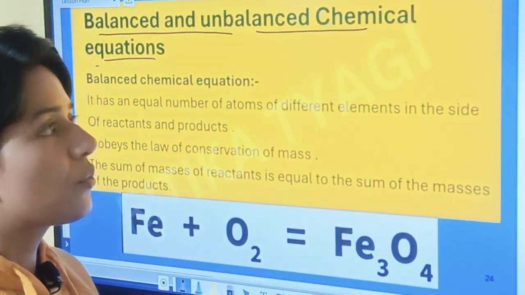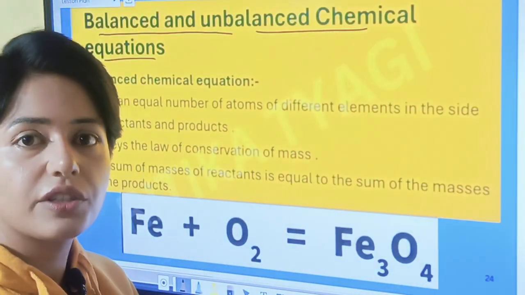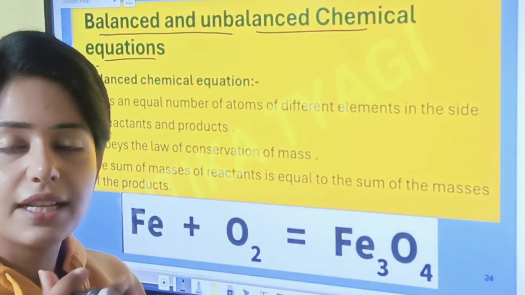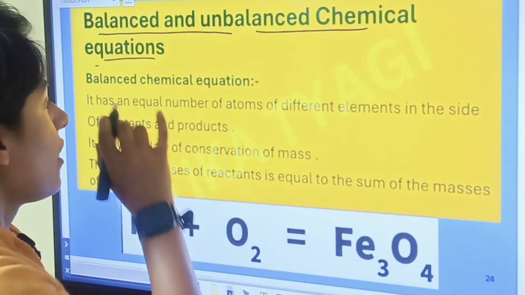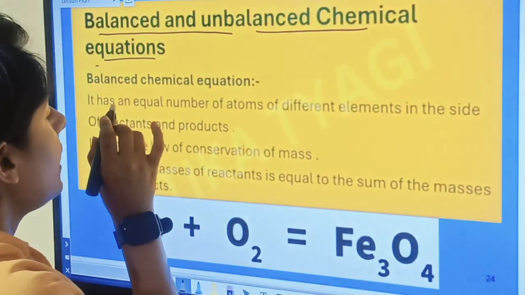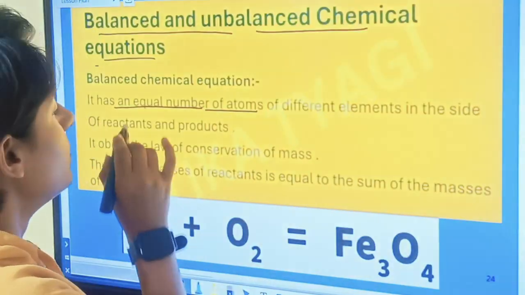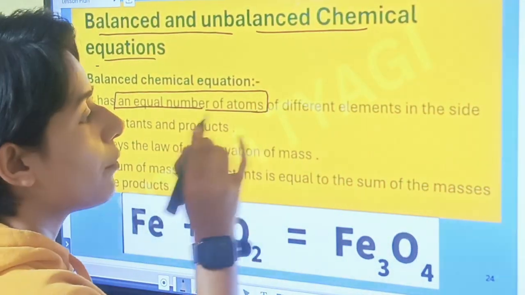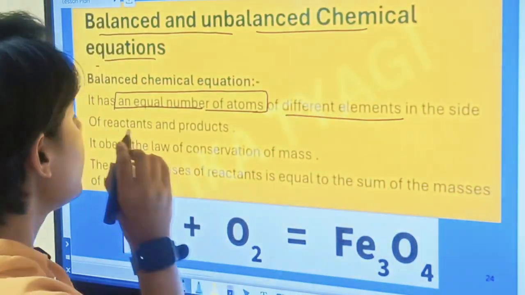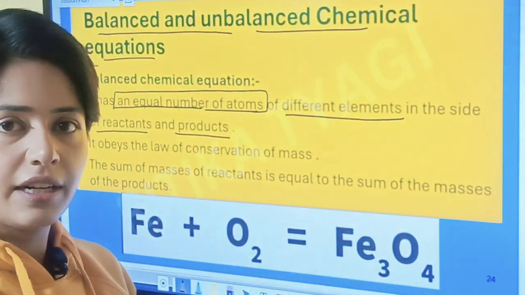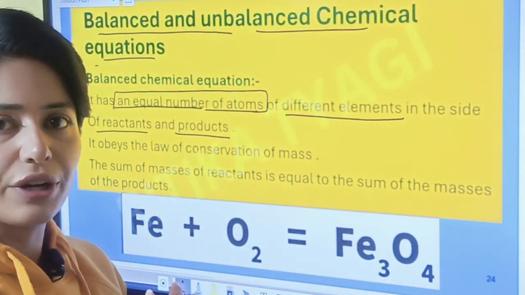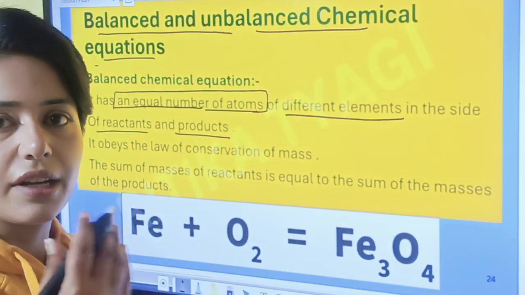What are balanced chemical equations? What are unbalanced chemical equations? How do we balance the unbalanced chemical equations? All these questions we are discussing here. A balanced chemical equation has an equal number of atoms of different elements on the reactant side and the product side. Means the number of atoms on the reactant side is equal to the number on the product side. Then we get a balanced chemical equation.